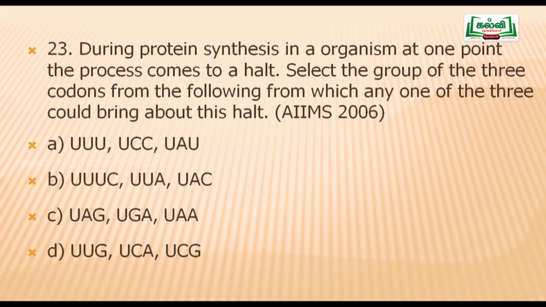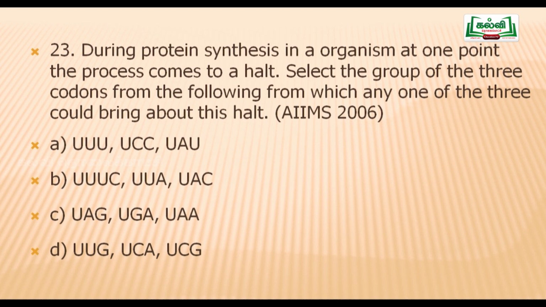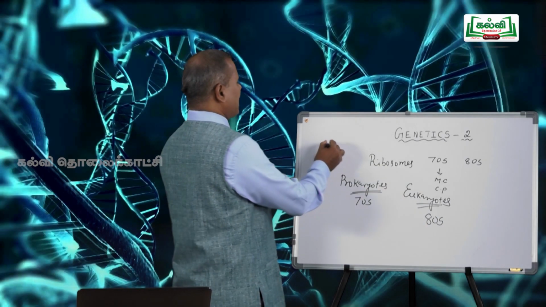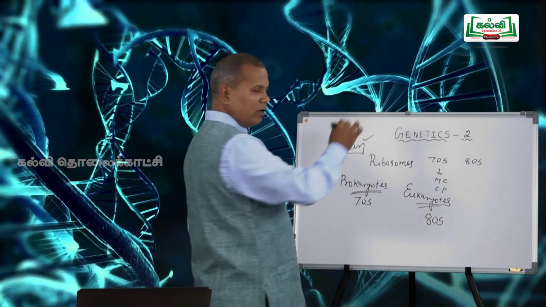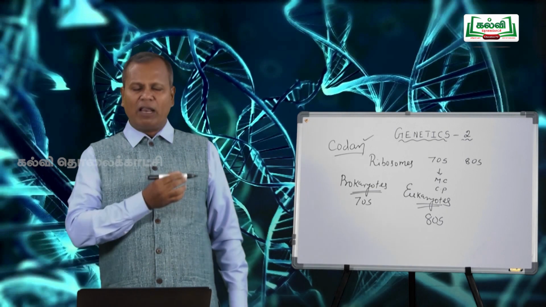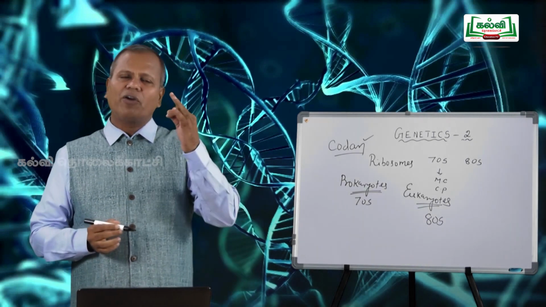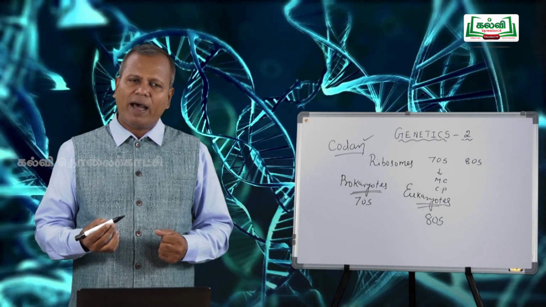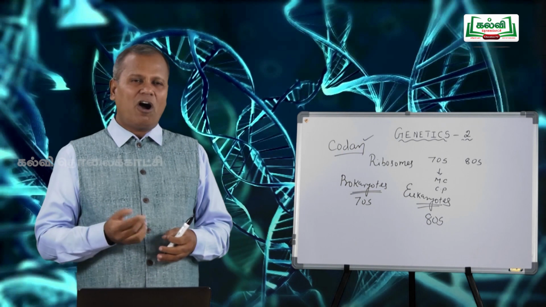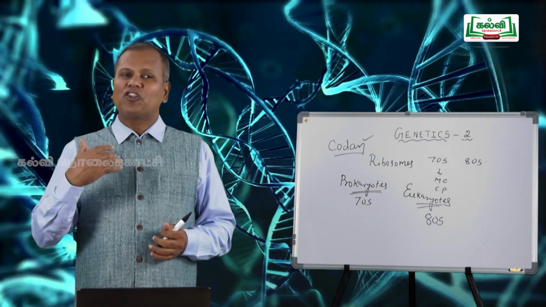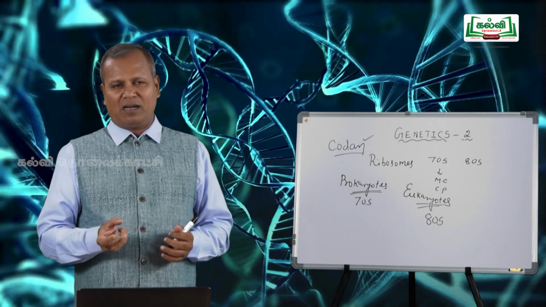Select the group of 3 codons from the following, any one of which could bring about this halt. Halt represents the stop. You know codon: 3 nucleotides which serve as a code for an amino acid are said to be a codon. In protein synthesis, the role of the codon is vital. Here the question is which stop or terminating codons could bring about the halt of protein synthesis.